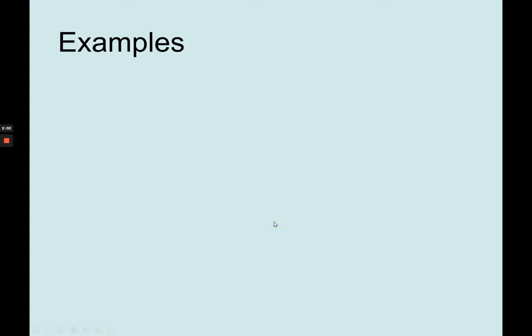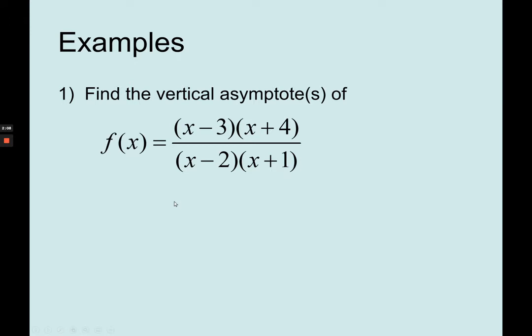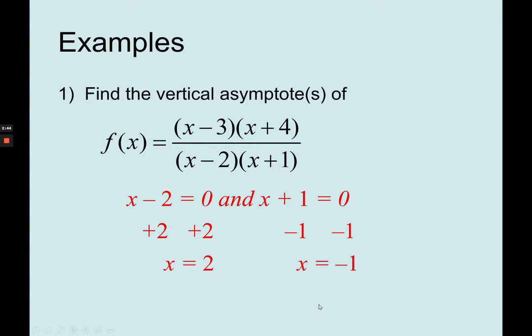Now, how do you actually solve without graphing? Let's have an example. Find the vertical asymptote of the given f of x is equal to x minus 3 times x plus 4 all over x minus 2 times x plus 1. What you need to do is equate the factors of your denominator to 0 so that you can find what values of x will make the denominator 0. To do that, just apply your properties of equation. Add 2 to both sides in the first case. The second one, you subtract 1 from both sides. And so you found your vertical asymptotes: positive 2 and negative 1.